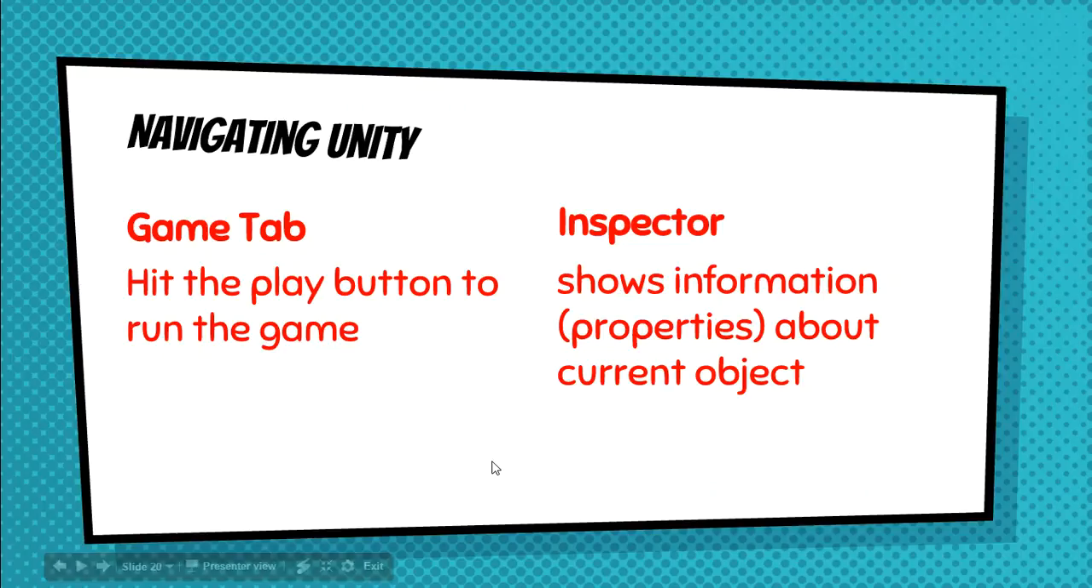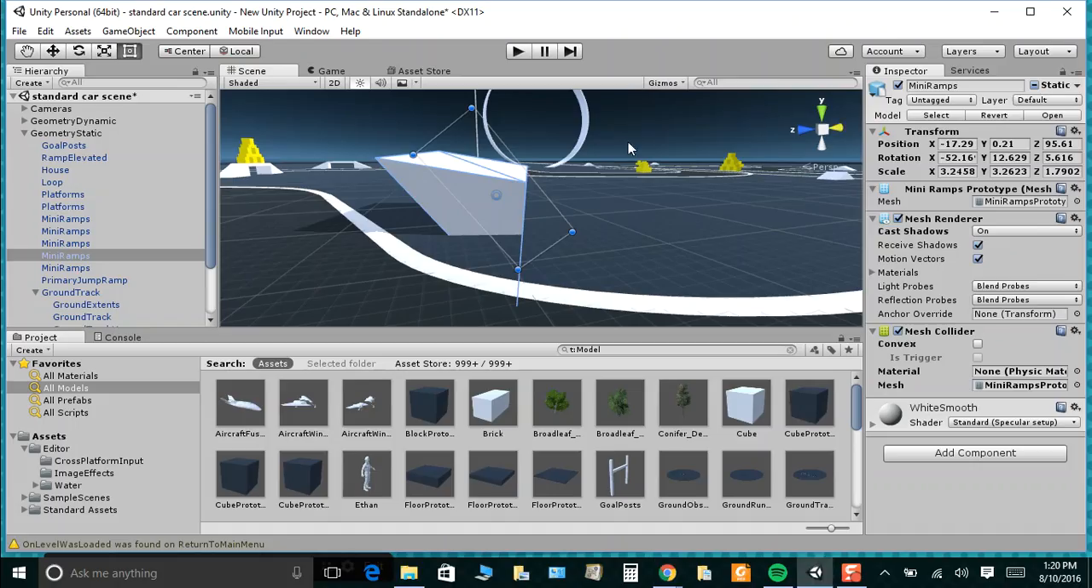Okay, so the game tab, we already saw that if you hit the play button, you run the game. Write this down. Now the inspector shows information or properties about the current object. Let's take a little peek at that and see what that looks like. Okay, so we're working on this particular object. If I go over here to the inspector, it tells us all kinds of information about it. We're going to be using this later, but this will tell you information about the currently selected object.